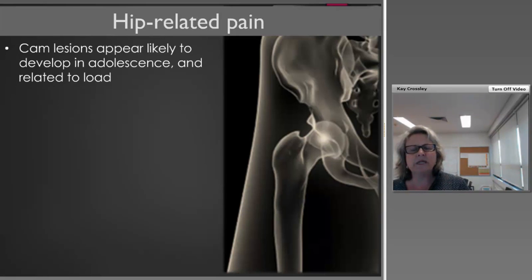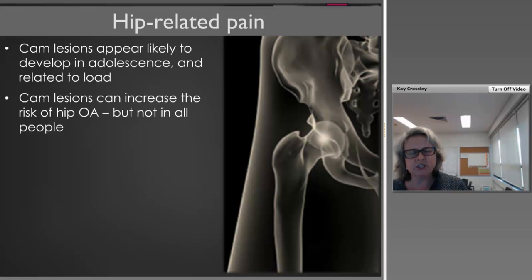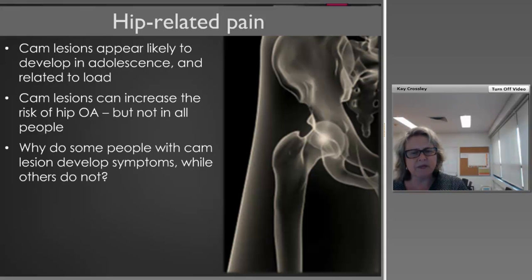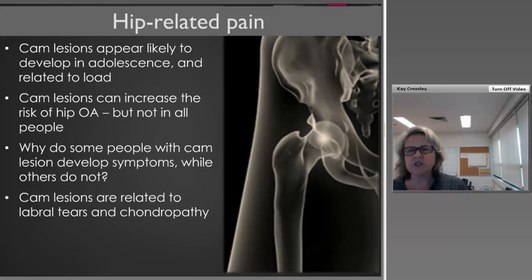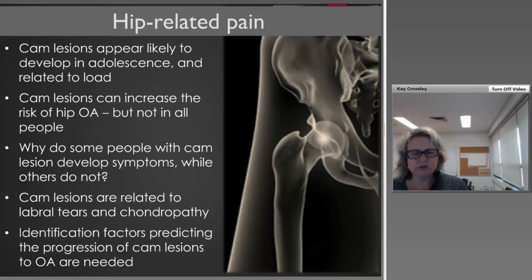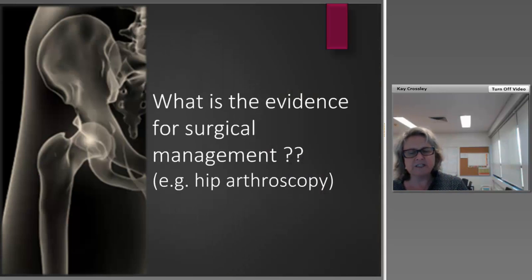So in summary, we know that cam lesions appear likely to develop in adolescence and appear to be related to load, particularly flexion and external rotation load. Cam lesions can increase the risk of hip osteoarthritis. We know that from two big cohort studies, but not all people with a cam lesion will go on to get hip osteoarthritis. So what we don't know is why some people with a cam lesion develop symptoms, but others do not. We know that cam lesions are related to both labral tears and chondropathy, and we need to identify the factors predicting the progression of cam lesions to osteoarthritis.